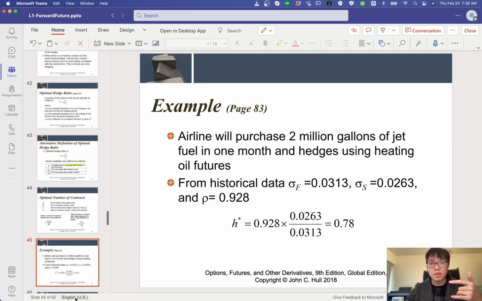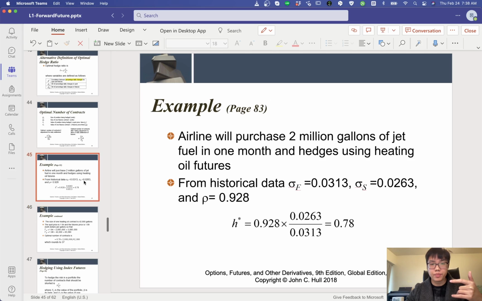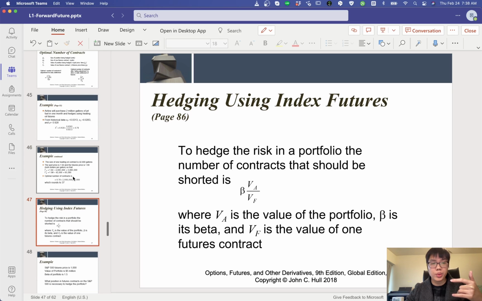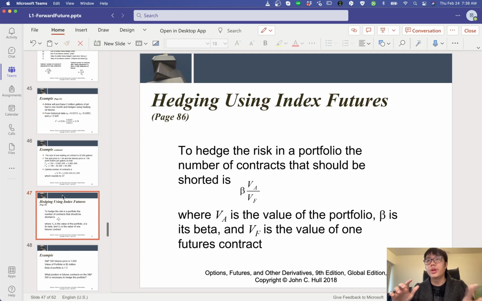So we have some examples in the slide to read. I hope that you can learn from this slide. Maybe I will give you another example to work on at home. But the idea is that using this hedge ratio, we can calculate how many contracts we need to buy. So it's also a very practical idea, a practical thing we need to learn from this slide.